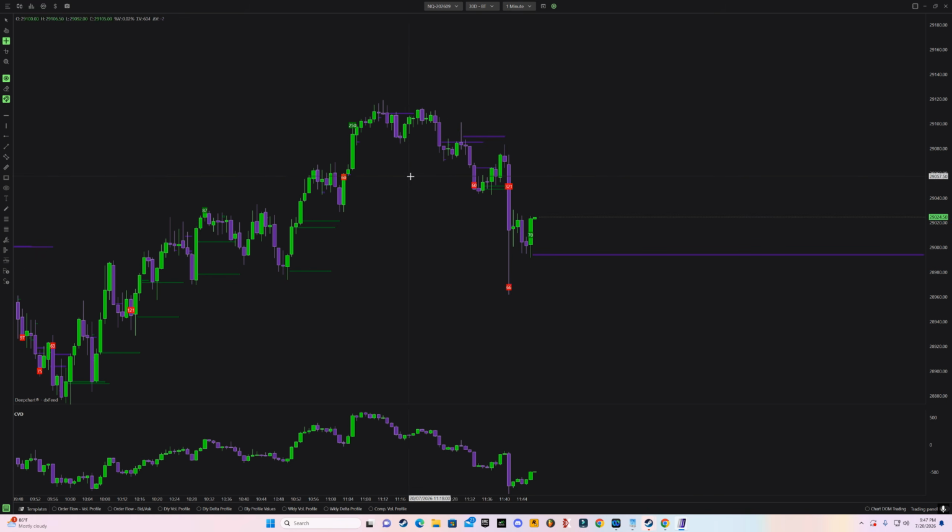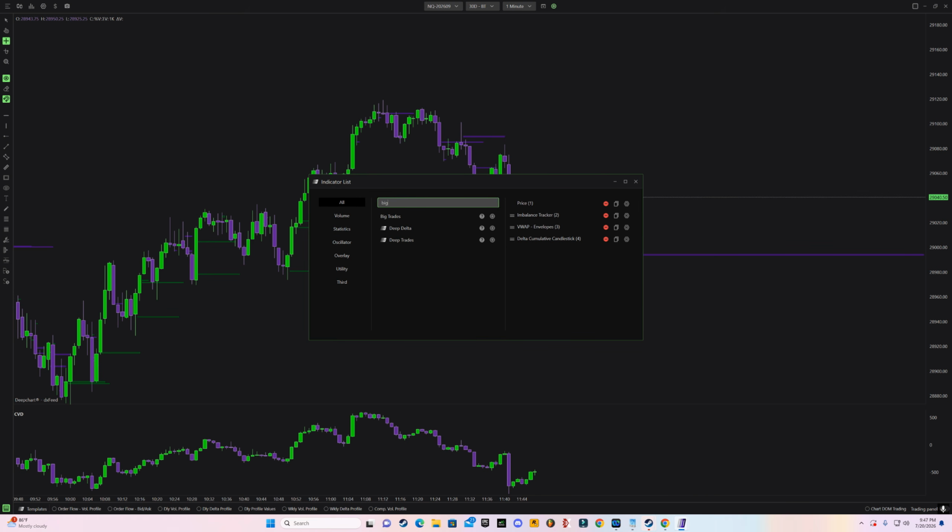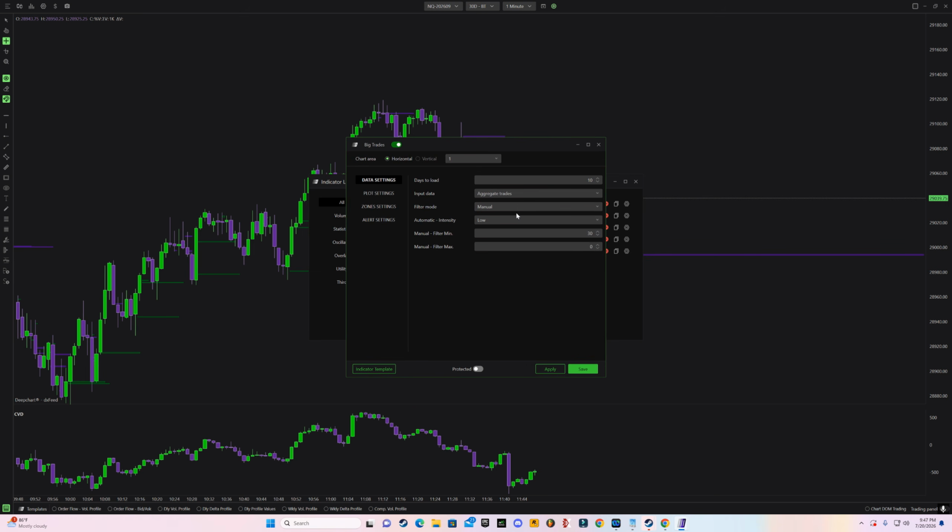So I'm using Deep Charts, and you can use any other order flow tool out there. But personally, I use this because it's just so good and everything is user friendly. So what I use in this indicator, let's just remove this. If I go to the indicators, I use an indicator called Big Trades, and it's basically showing me big trades where the big players are present, right?